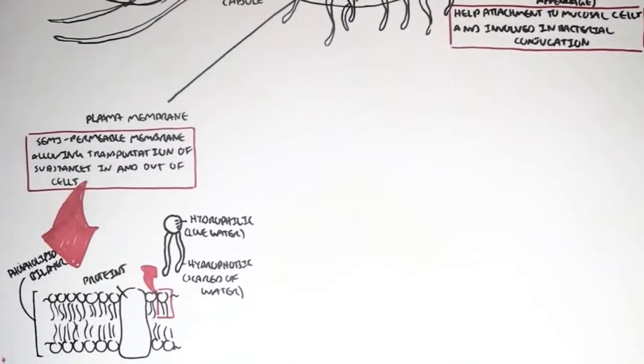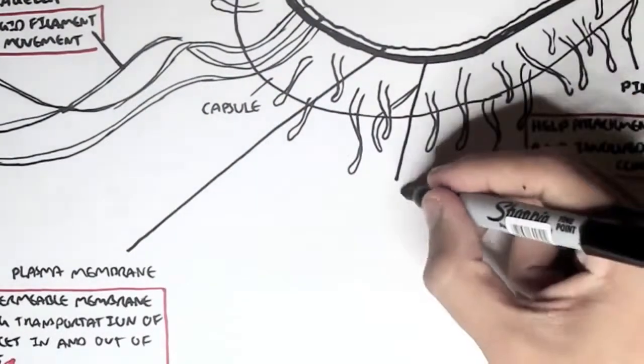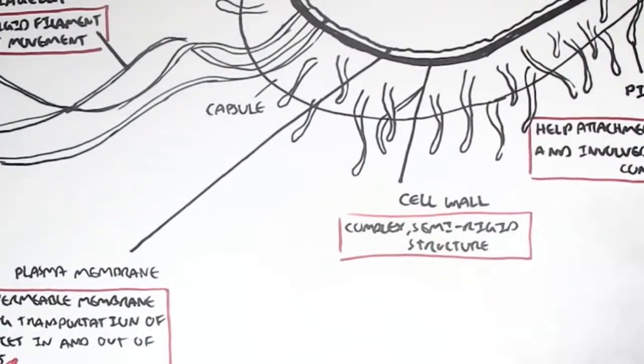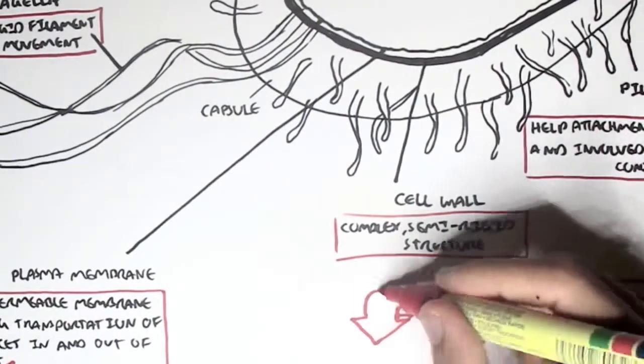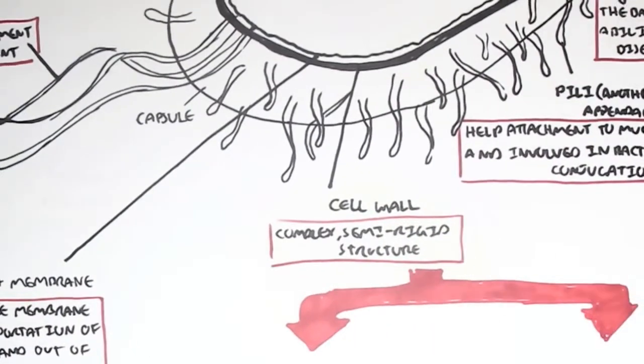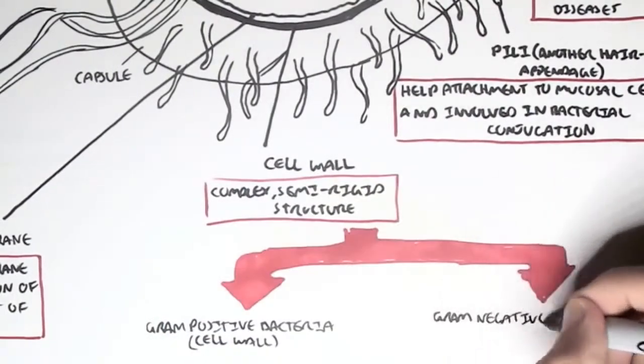Now, in between the capsule and plasma membrane, we have the cell wall. This is a very complex semi-rigid structure. The cell wall enables bacteria to be classified into two major groups: gram-positive bacteria or gram-negative bacteria. And there's a difference.